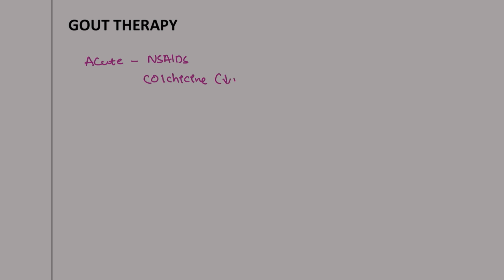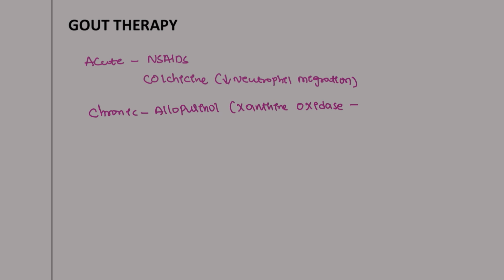What will it do? It will decrease the neutrophil or inflammatory migration, which will be decreased with the colchicine. It is an add-on drug, not the drug of the choice. Next, if it is a chronic patient, I'm going to give the allopurinol for this patient. What is the mechanism of the allopurinol? This is the xanthine oxidase inhibitor drug.